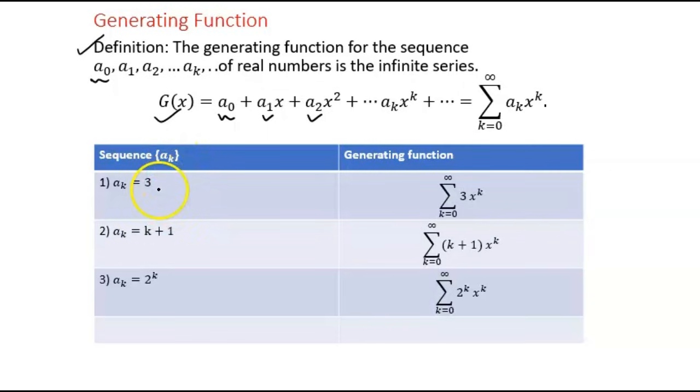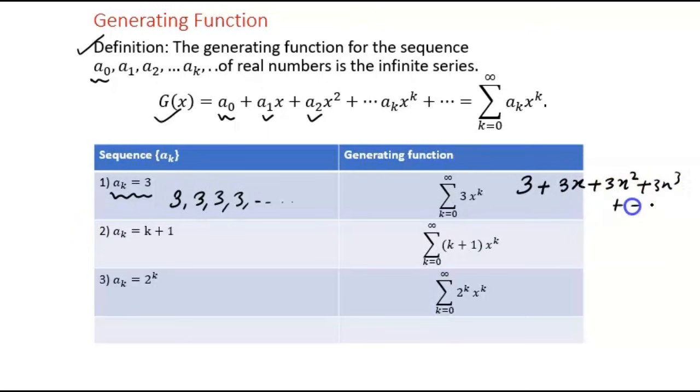To understand it better, let us take some examples. If I take the example ak is equal to 3, what I mean is that all the terms of the sequence are 3, a constant sequence. If I have to represent this using the generating function, how should I write it? The first term is the constant 3, then the second term is also 3, so the coefficient of x is 3. Then we write 3x square, then 3x cube, and so on. So this function is the generating function for this sequence.